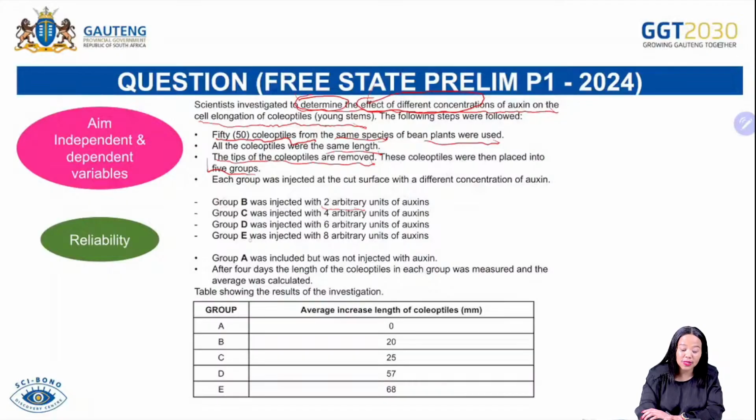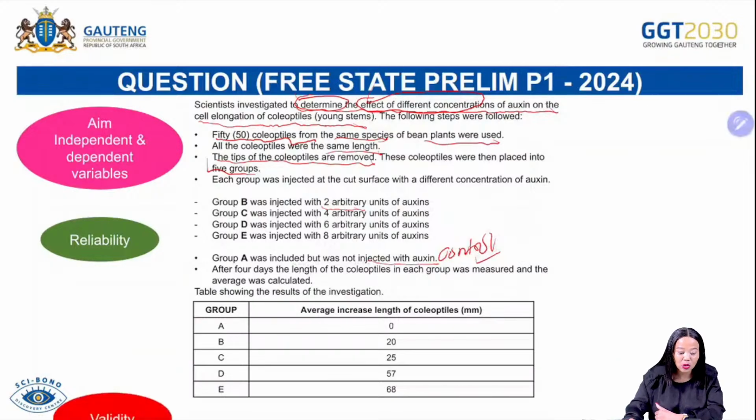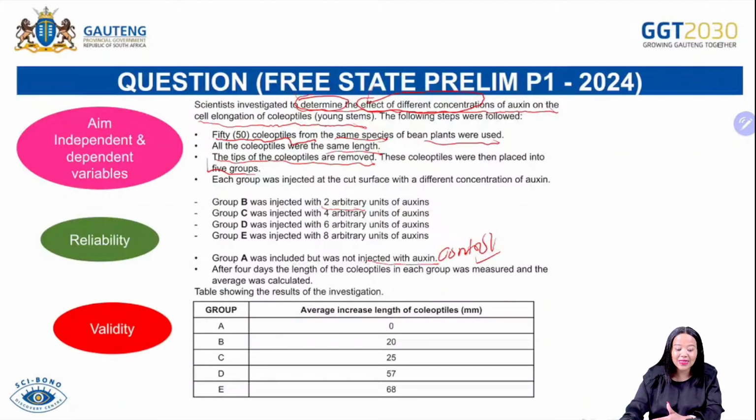Carrying on with the procedure, you are told that group A was included but was not injected with what? With auxins. That's when you need to understand that group A serves as what? As a control. Why is group A serving as a control? Because in group A, we are eliminating the independent variable. We are eliminating the factor that we are investigating. So from the procedure, you need to find out what it is that the investigator did to ensure that these results are reliable?